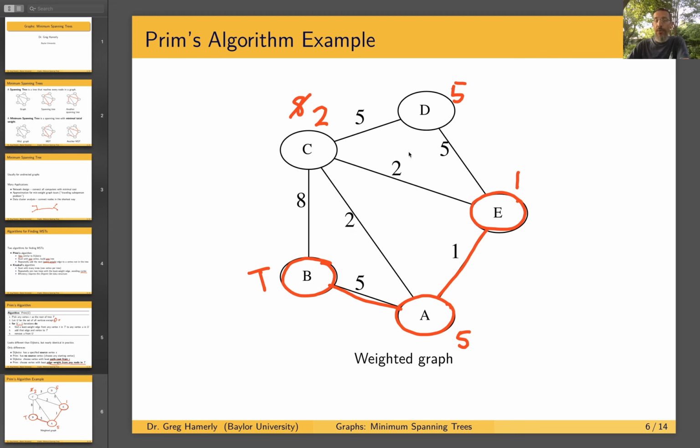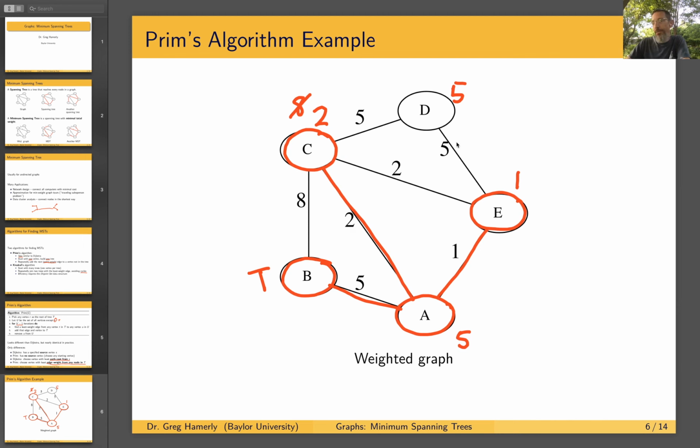Okay. So now we have two vertices, C and D. C has the lowest cost using this edge, and so we'll add it to the tree using this edge. And from here, once we add C to the tree, we could get to D at a cost of 5. Well, that doesn't lower our cost, so we wouldn't use that.